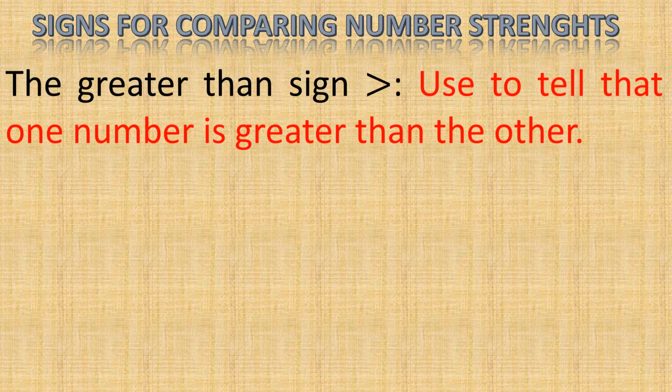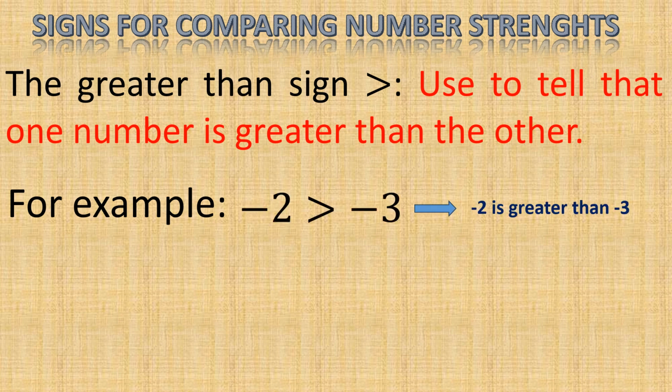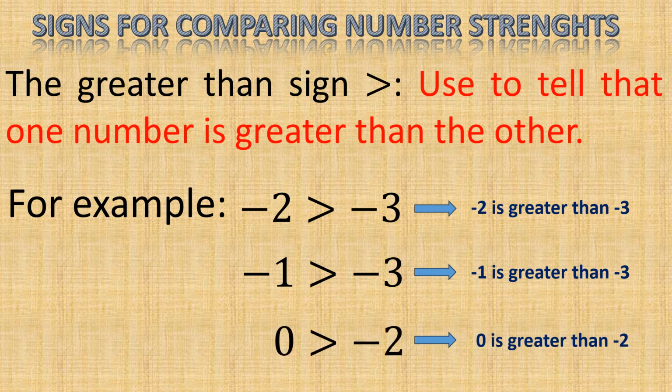This symbol, resembling a folded right elbow, is used to indicate that one number is greater than the other. For example, this implies that -2 is greater than -3. This implies that -1 is greater than -3. This implies that 0 is greater than -2.